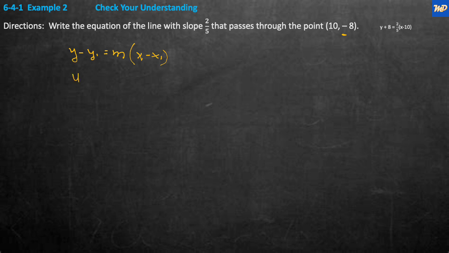So here we're going to say y minus 8 is equal to, and the slope is 2/5, 2 divided by 5 times x minus 10. And that's basically all we have to do now is straighten this up with the y on the left because of the two negatives. So I'll say y plus 8 is equal to 2/5 times x minus 10. Okay, there's the solution.